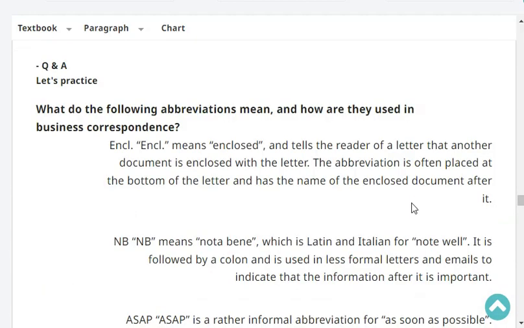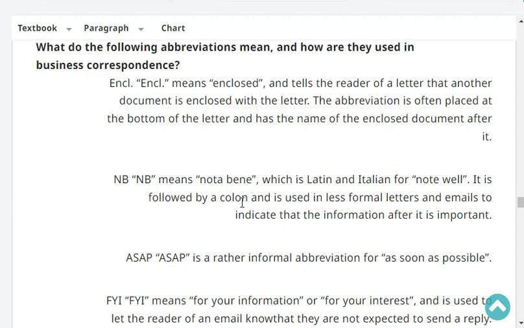What do the following abbreviations mean and how are they used in business correspondence? ENCL means enclosure, and it tells the reader of a letter that another document is enclosed with the letter. The abbreviation is often placed at the bottom of the letter and has the name of the enclosed document after it.